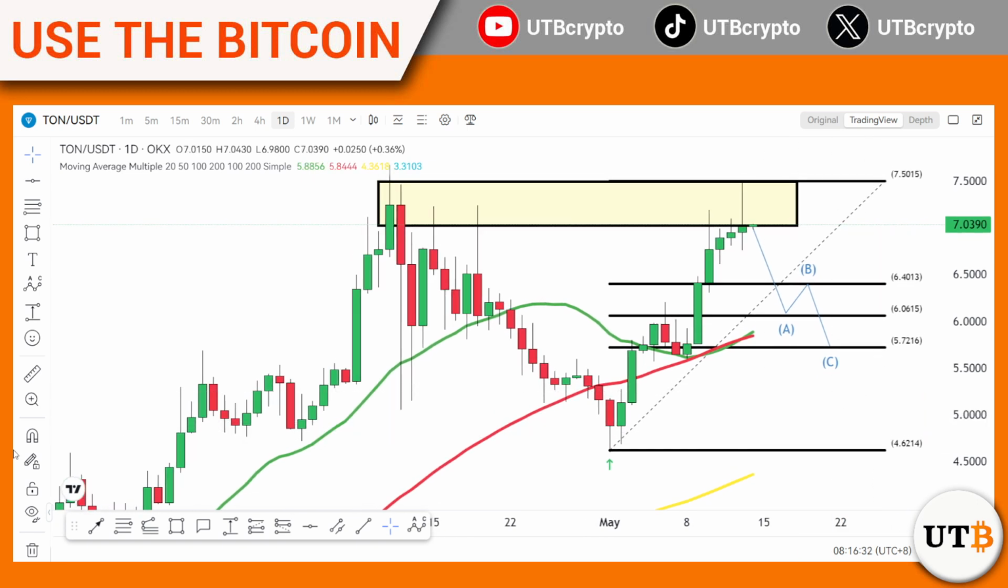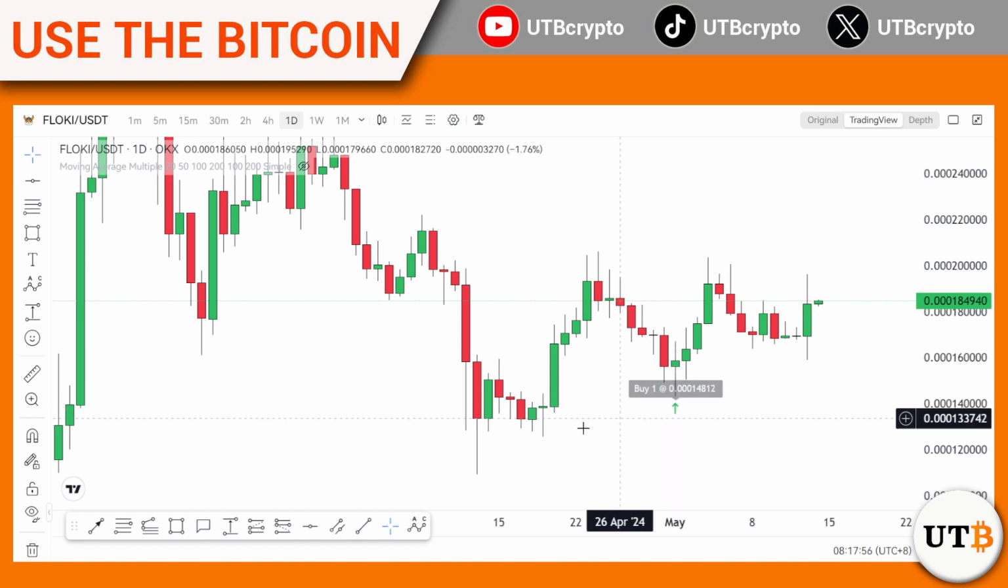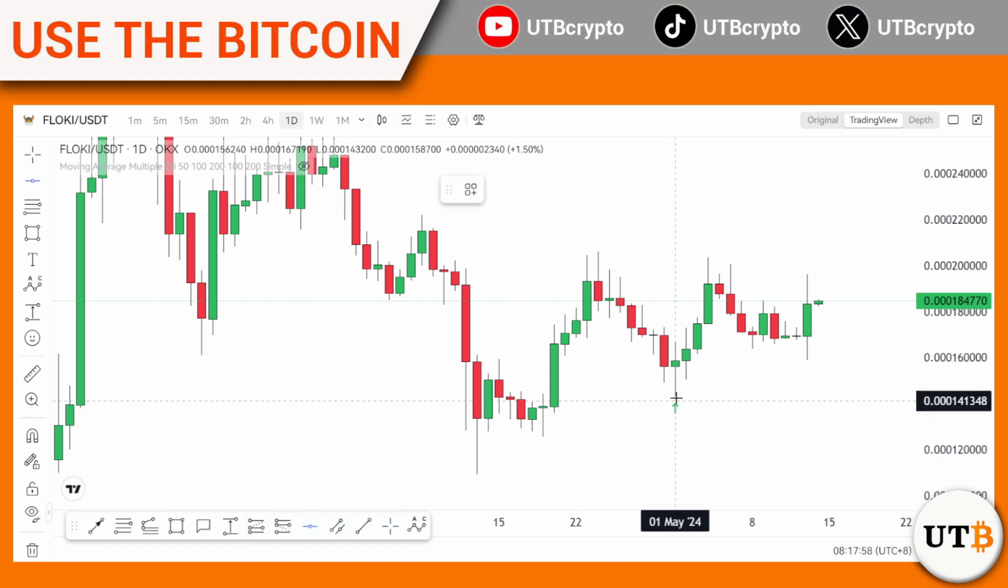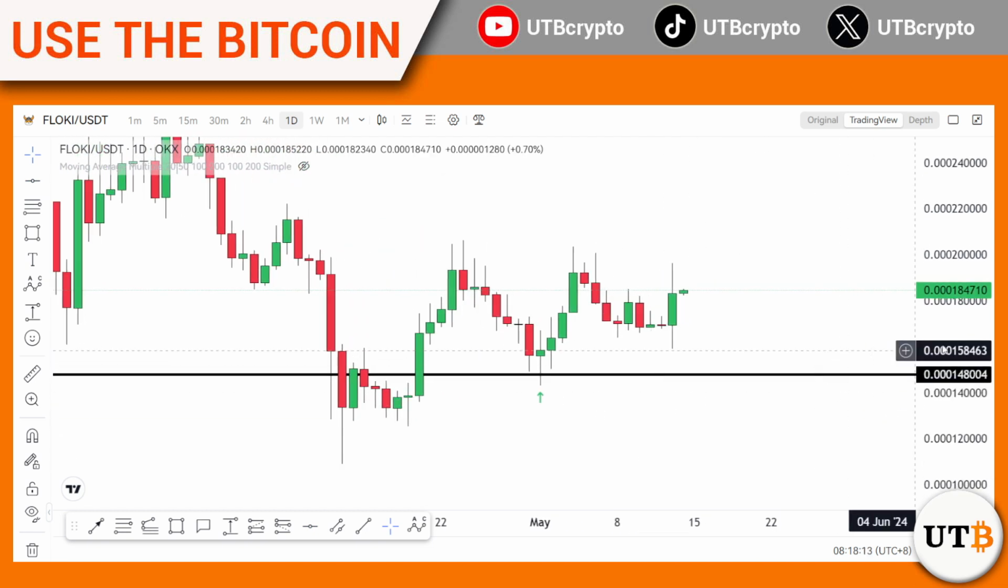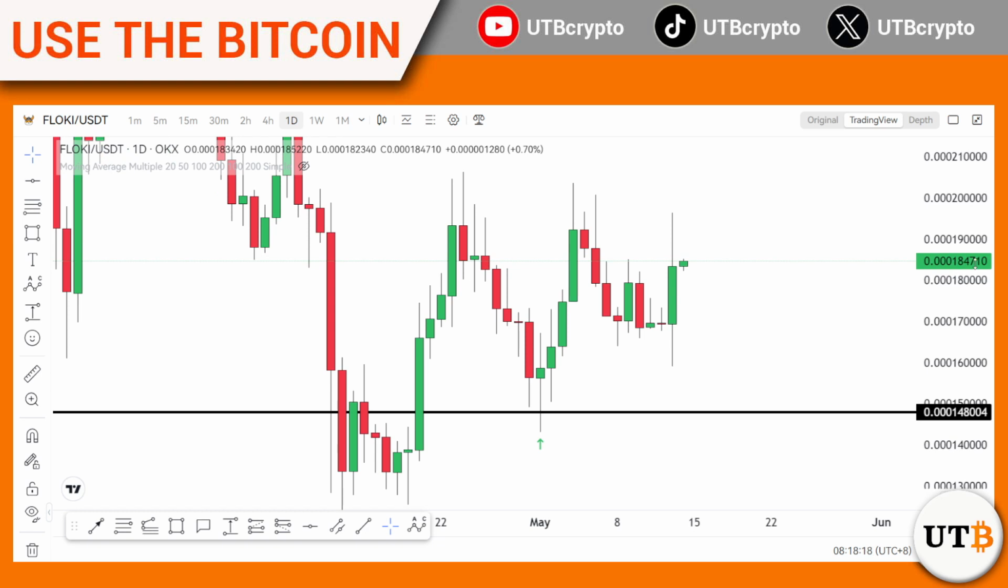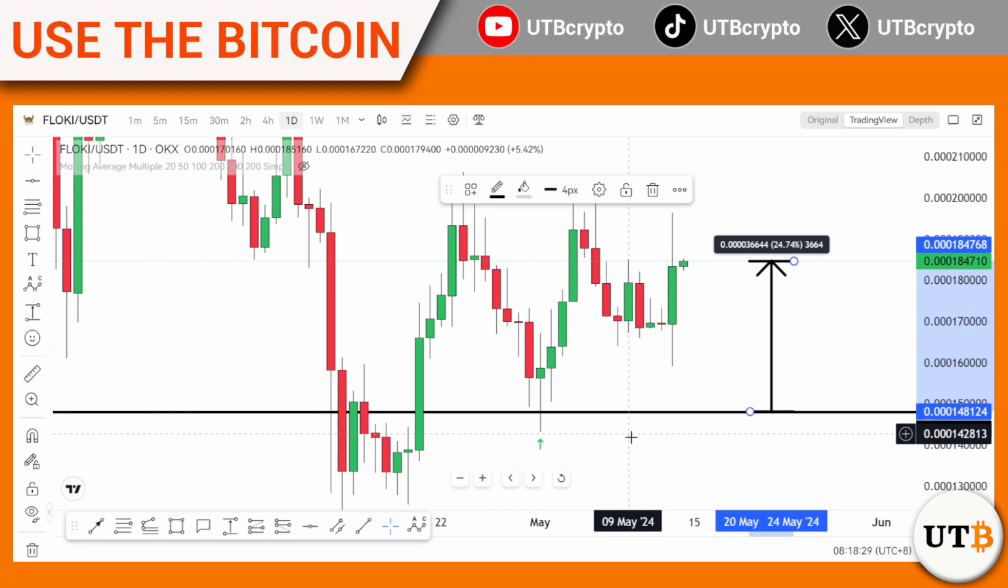Now let's go to our next coin. We have FLOKI. Last time I bought it at around 0.001481, so that is around this area. And as we are recording this, we are already at 0.001847. Let's measure it. So that's around a 24% increase in our asset for FLOKI.